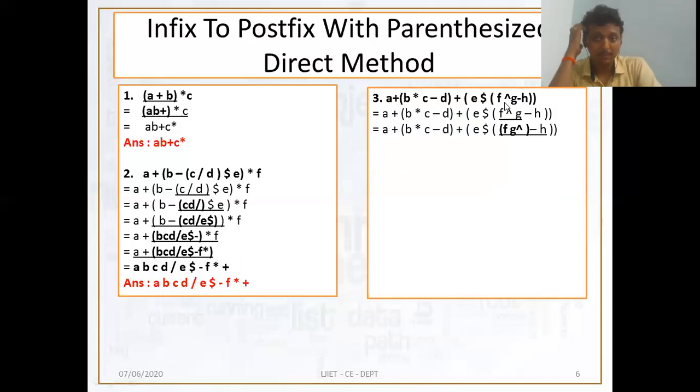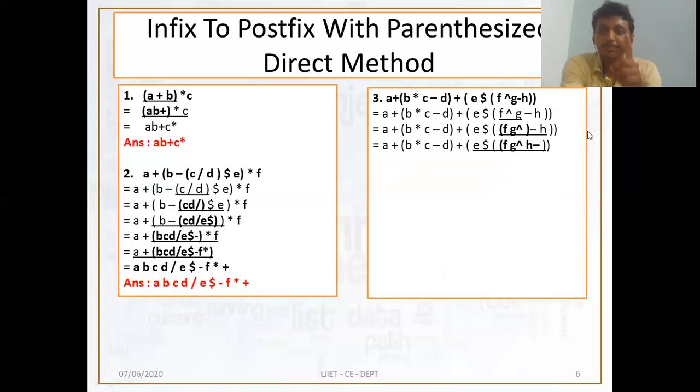Okay, FG caret. Now the next is FG caret minus H. Still the inner bracket is there. So solve it. It becomes FG caret H and minus sign after H. So now we have the term E dollar FG caret H minus.